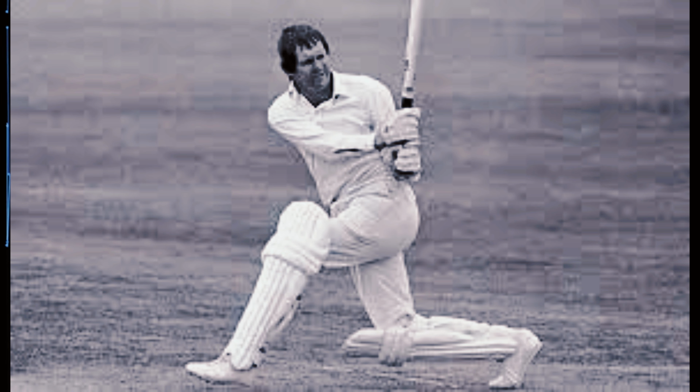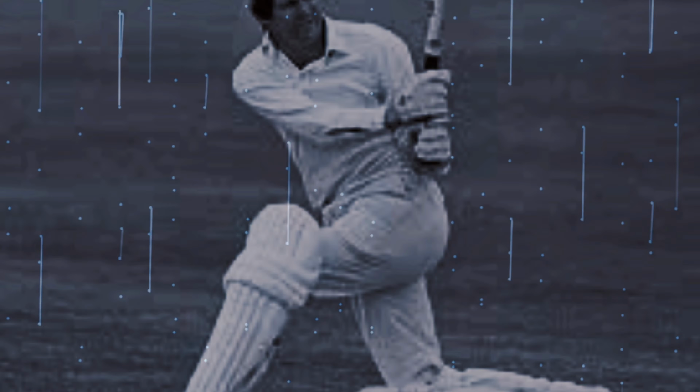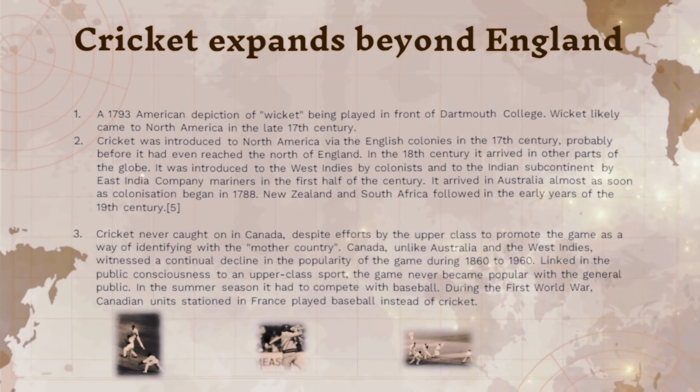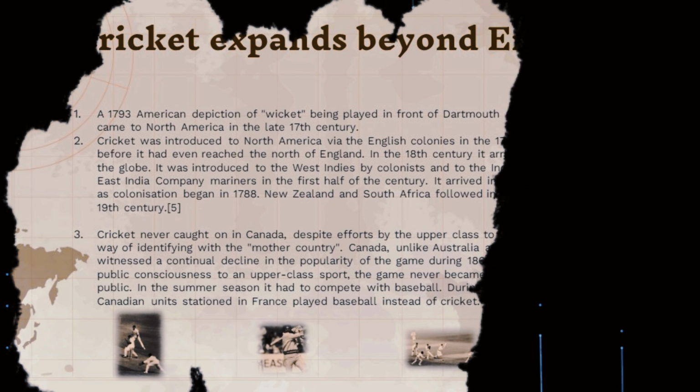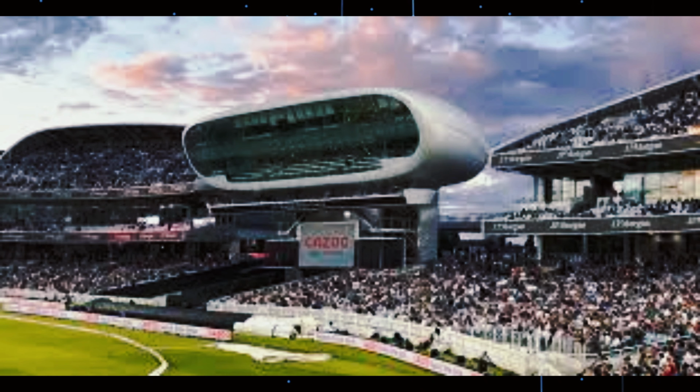As British colonialism surged in the 17th and 18th centuries, cricket transcended England's borders. Introduced to North America even before reaching northern England, it soon graced the West Indies, the Indian subcontinent, and Australia. Cricketers played in New Zealand and South Africa by the 19th century, embedding the sport into colonial identities.